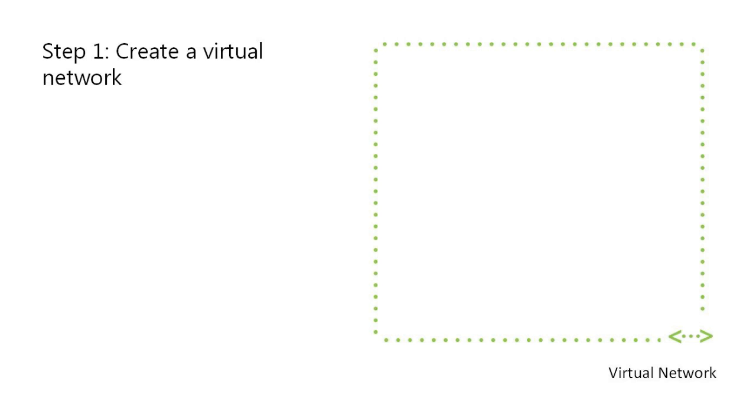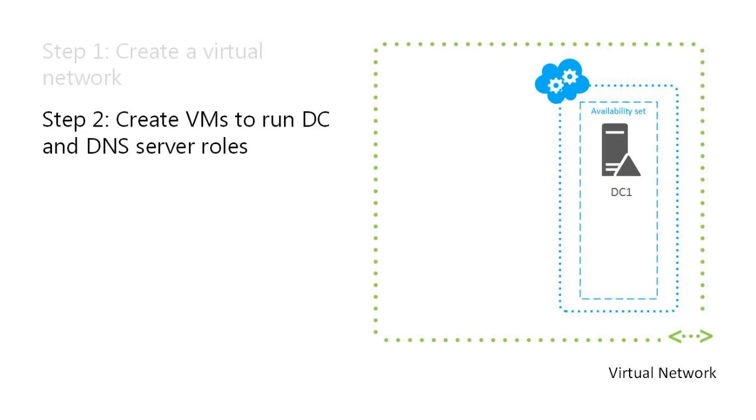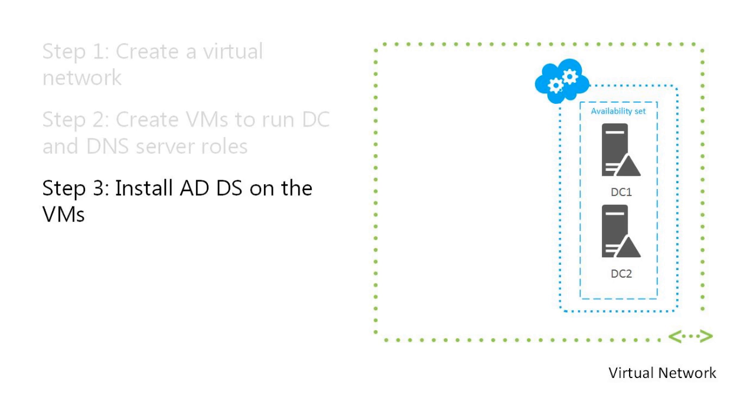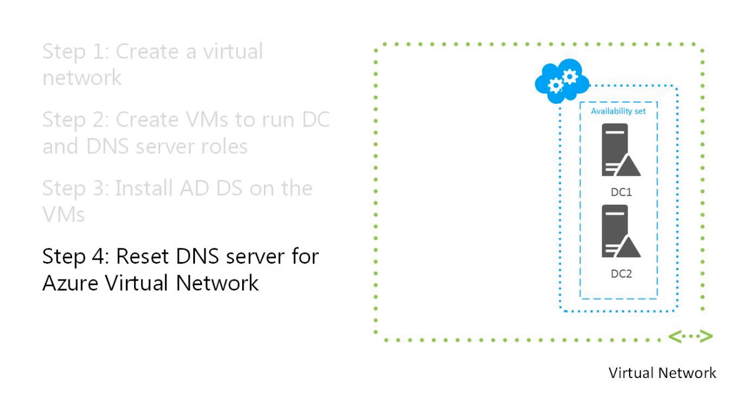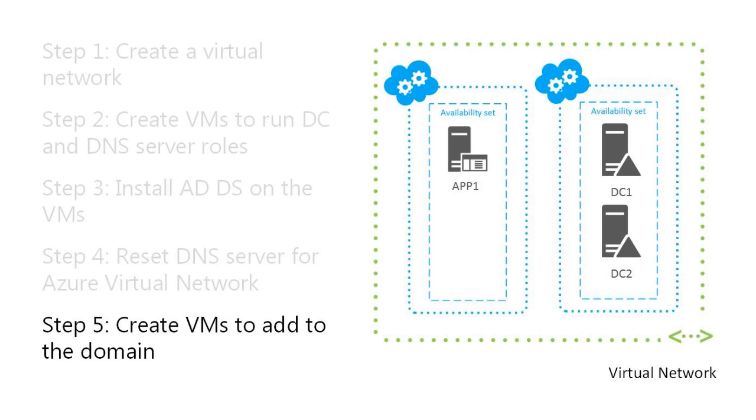Step 1, we create a virtual network. Step 2, we create virtual machines to run as DC and DNS server roles. Step 3, we install AD/DS on the VMs. Step 4, reset the DNS server for the Azure Virtual Network. And finally, Step 5, we create VMs to add to the domain.